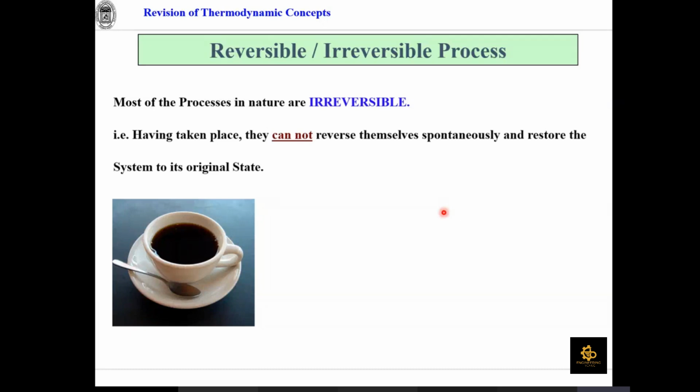Okay, so it can go to the surrounding temperature, but it cannot go back from the surrounding temperature to 100 degrees C again without having work done on it. So this is how you can define irreversibility. If you want to make the coffee hot again, you have to do some work, maybe heat it. Then you can achieve that same temperature, which is state 1. So this is your irreversible process.